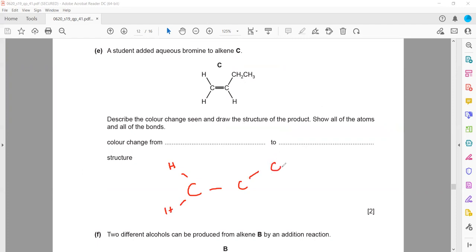So this is CH2. CH2 means it contains 2 hydrogen. And then next is CH3, so it contains 3 hydrogen. And this contains 1 hydrogen, and the double bond breaks. As a result, one bromine is added to the first carbon and the second bromine is added to the second carbon. And this is the addition reaction which occurs whenever any kind of alkene reacts with aqueous bromine or bromine water.